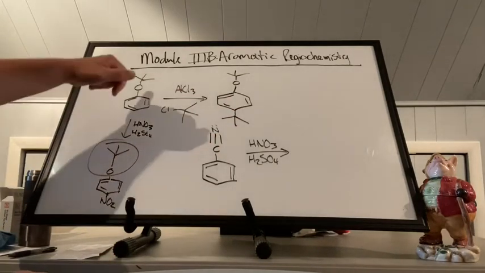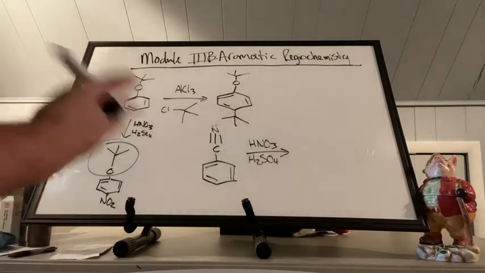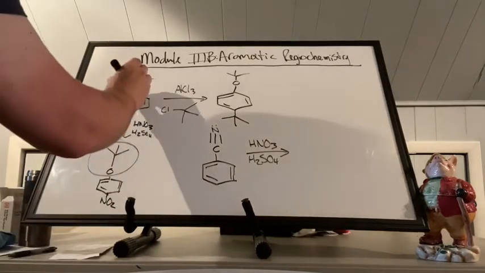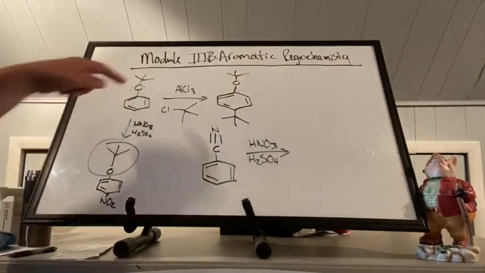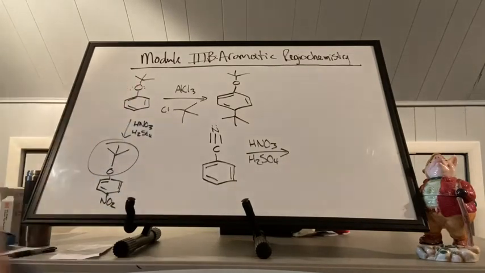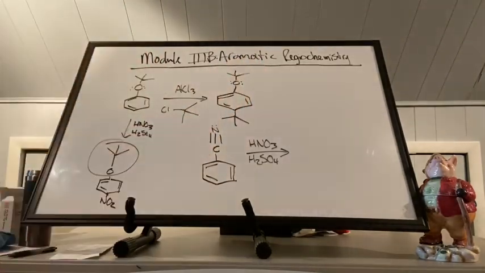Now, if this weren't a very large group at all, let's say if it was an OH group or something like that, and still electron donating, right? Remember these oxygens that are directly attached to the ring actually have lone pairs that can donate. So it will be moderately activating and electron donating.